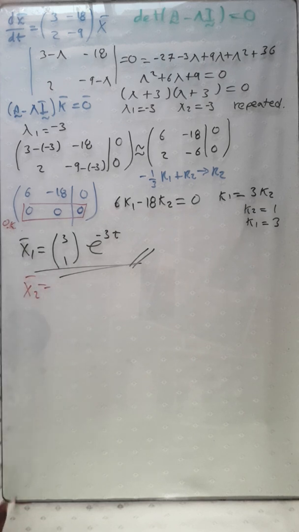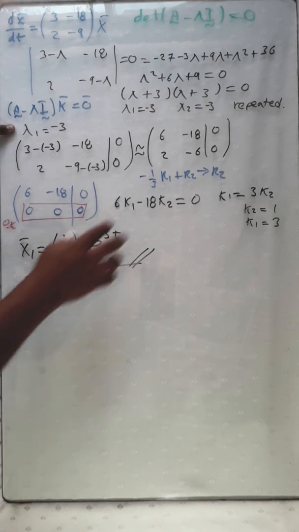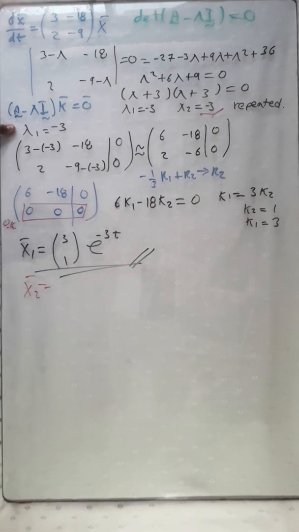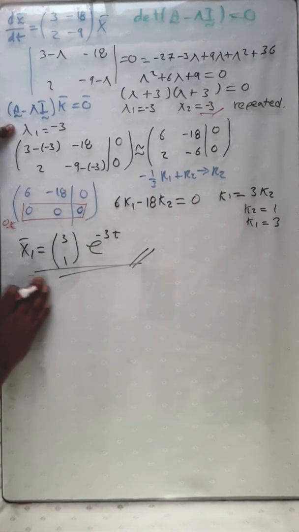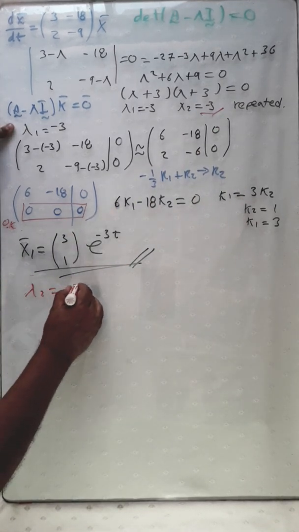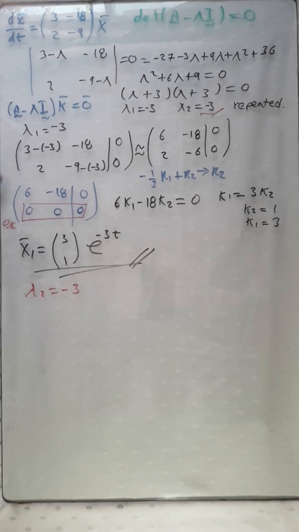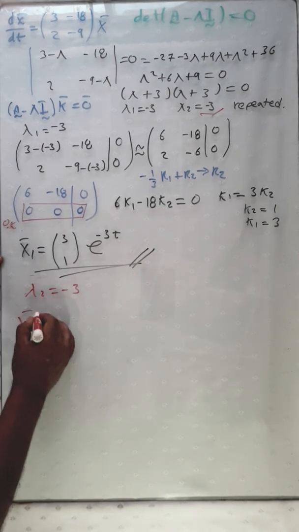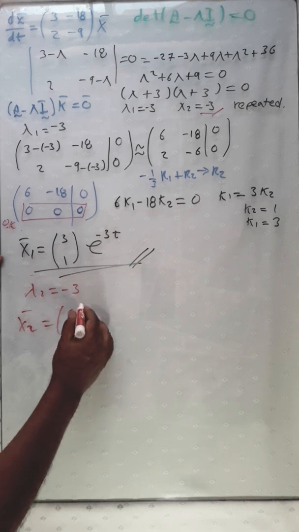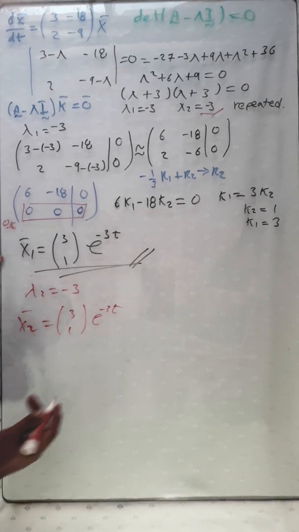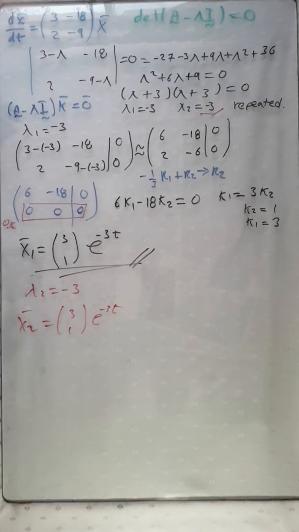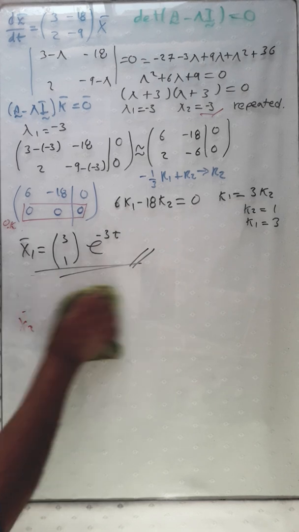I cannot use the same eigenvalue because it is actually the same. If I use again lambda 2 equal to minus 3, what I'm going to get is actually the same solution. X2 vector will be 3, 1 exponential of minus 3t. And this is actually the same solution if I follow the same procedure. So I cannot use the same procedure to find the second solution.